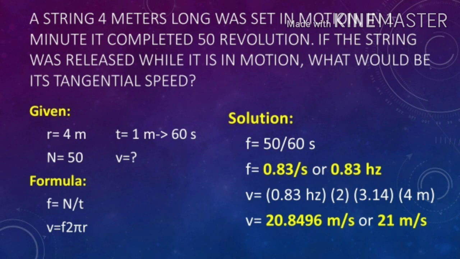Now that you have your frequency of revolution, you can solve for tangential speed. V is equal to 0.83 Hz times 2 times 3.14 times 4 meters. The answer would be 20.8496 meter per second or 21 meter per second.